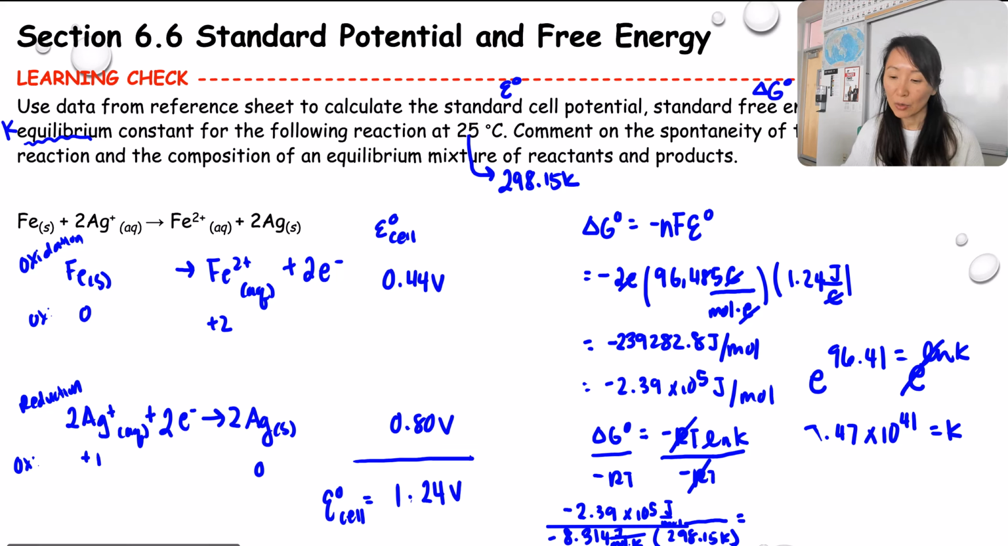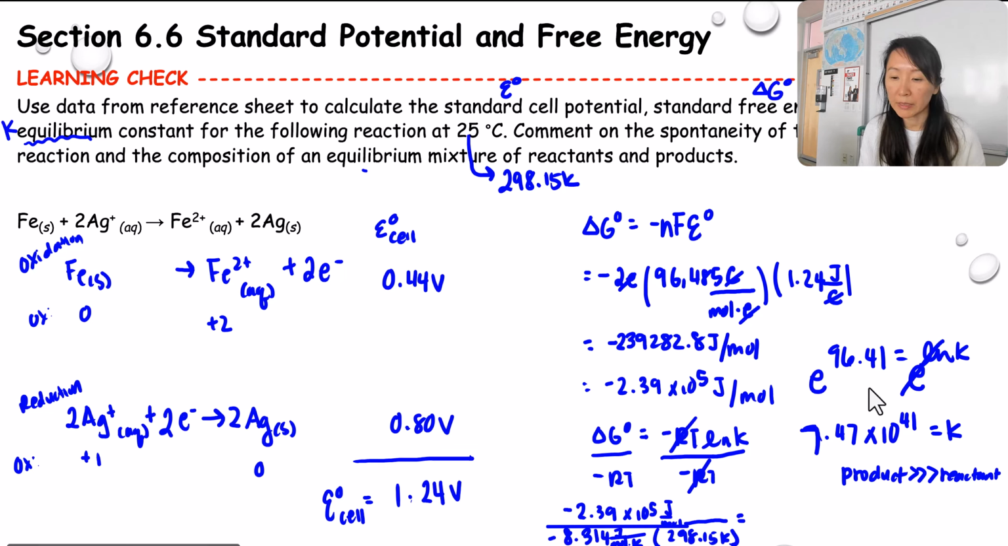So with this large K, what does this tell me? It really tells me the composition of the equilibrium mixture, showing that there's much more product than reactant. Kind of went to completion if you think about it.